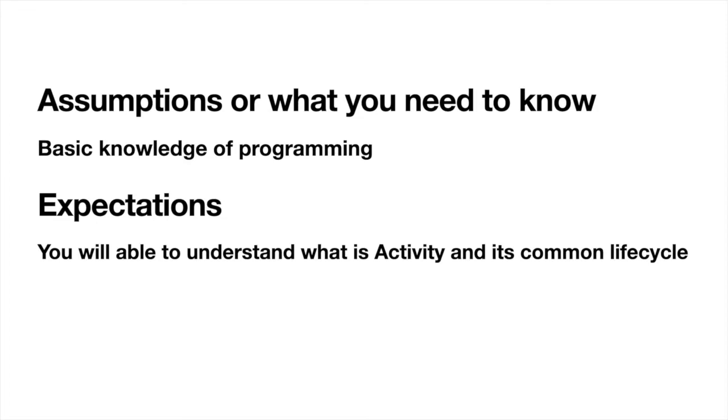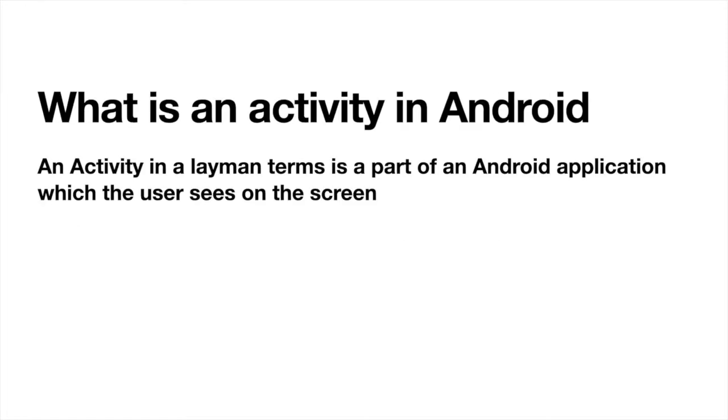Before moving forward, I want to clear out some of the basic assumptions or expectations. What you need to know is some basic knowledge of programming, whether it's JavaScript, Python, Kotlin, doesn't matter. What are the expectations? You will be able to understand what an activity is and its common life cycle, and some common life cycle events which the activity goes through.